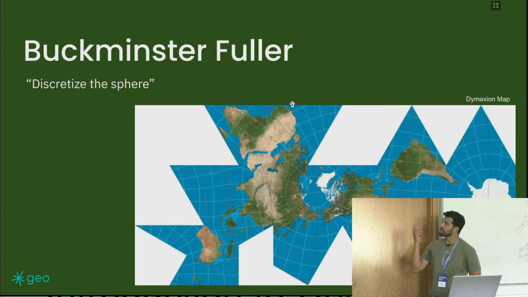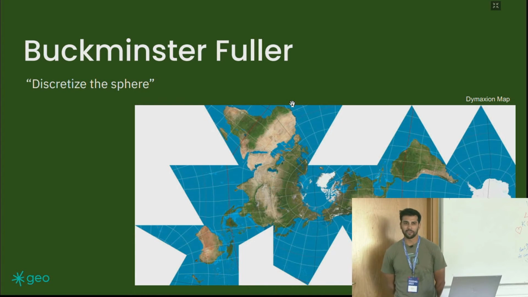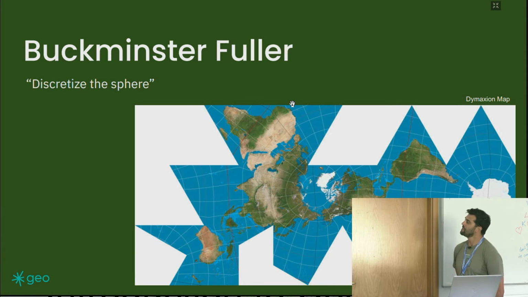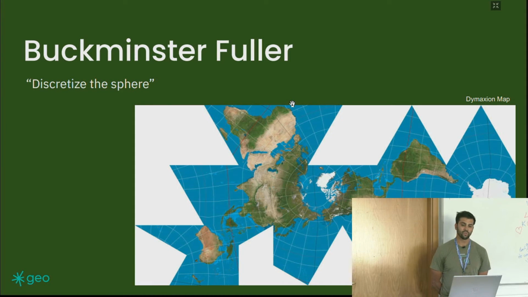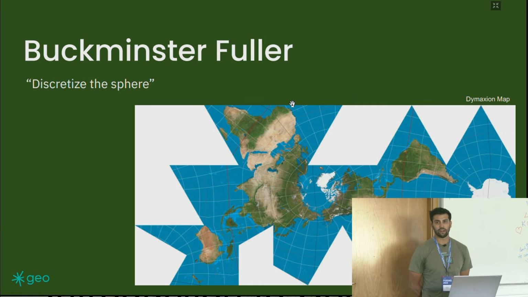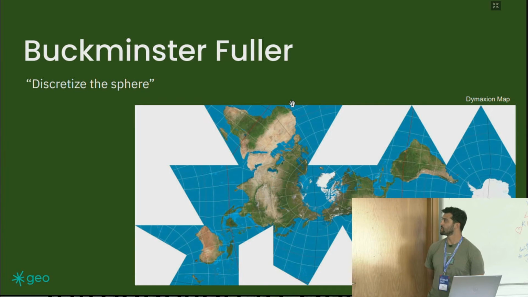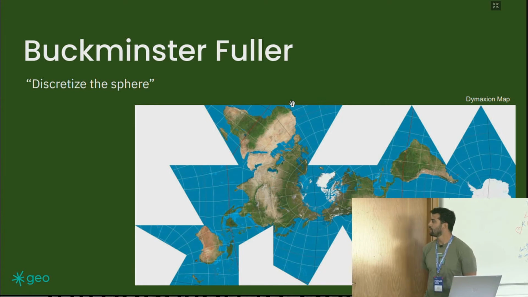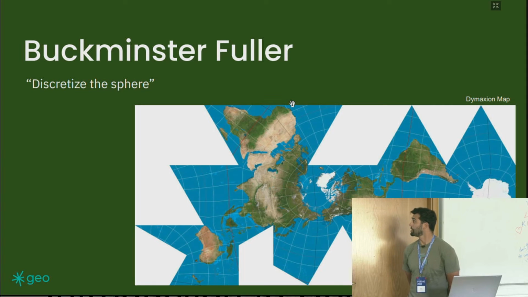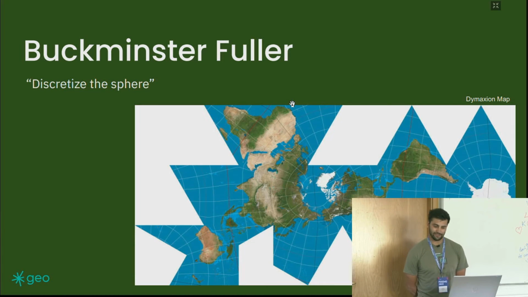Someone I like is Buckminster Fuller. Buckyballs, if you're familiar with that term from the carbon-60 atom. His whole goal was to discretize the sphere. So he came up with this Dymaxion map projection, and his goal was to not split up any land surfaces. He created this projection so that the land is continuous all the way through. Water he wasn't concerned about, but he just wanted to make a very nice projection. This is probably my favorite projection to look at. It's wild, it's goofy.